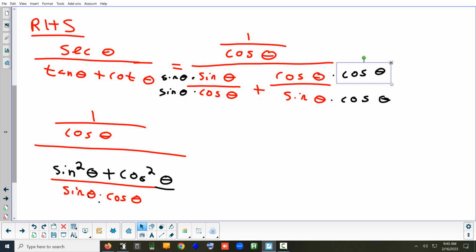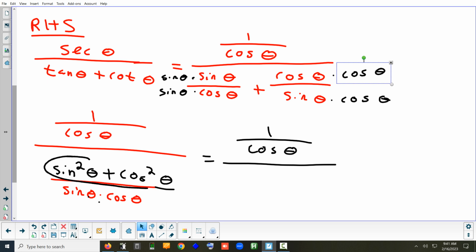Cosine squared. And now I think we've hit the point in this problem where it's got as big as it's going to get. It's now going to start collapsing. It's going to get smaller. So the top is still 1 over cosine. But what simplifies in the bottom? Okay. Sine squared plus cosine squared equals 1. Yes. So sine squared plus cosine squared all turns into 1. That's all I'm going to do with this step. Change that to a 1.